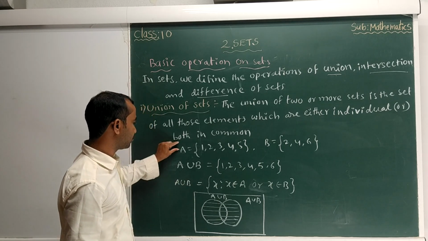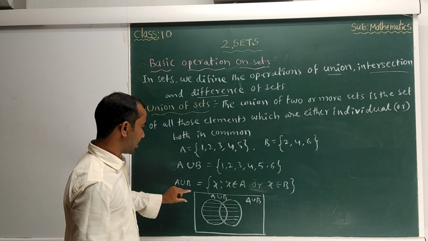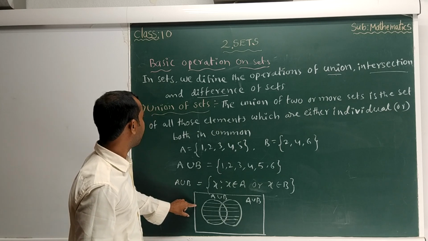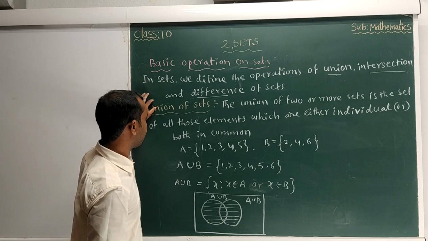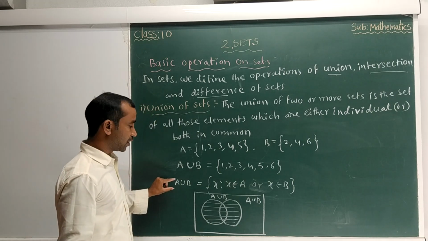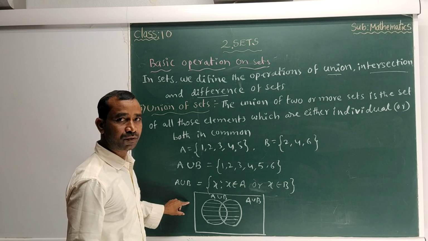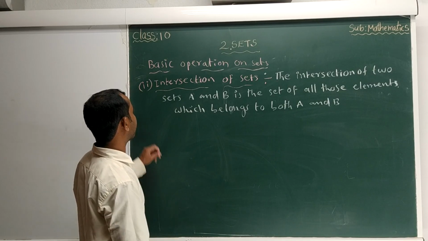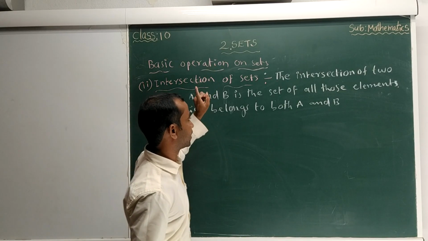First roster form, set builder form and Venn diagram. Okay, union of sets we can represent in roster form, set builder form and Venn diagram. Okay. Next, second one, intersection of sets.